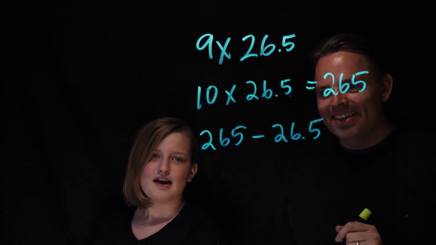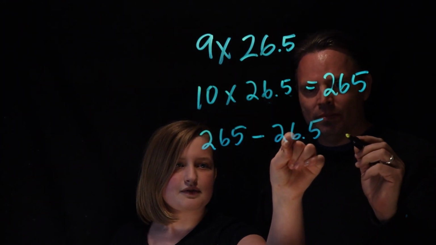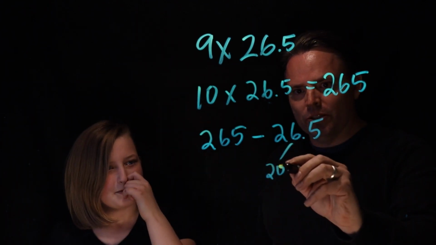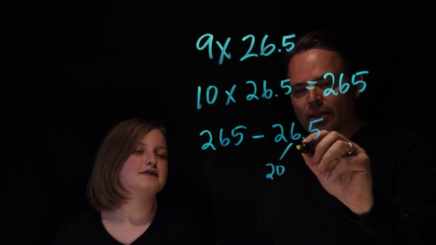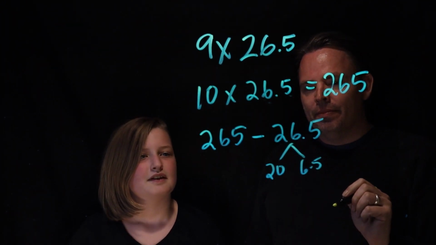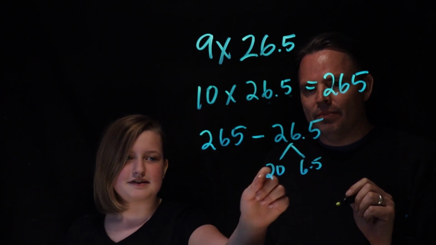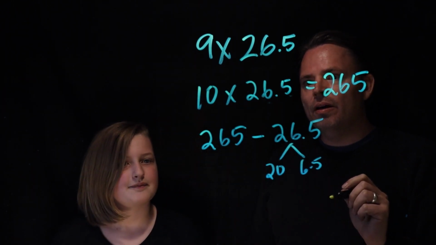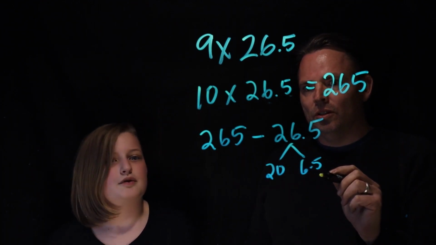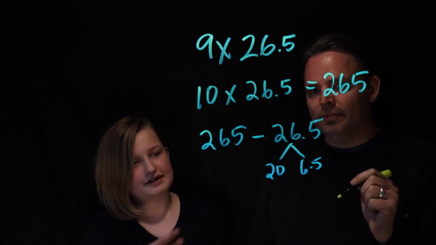So, Mark, I split this into 20 and 6.5. Then what? Now I'm going to minus this 20 from the 265. What are you left with? I'm left with 245. And then what? Now I have to minus that 6.5.